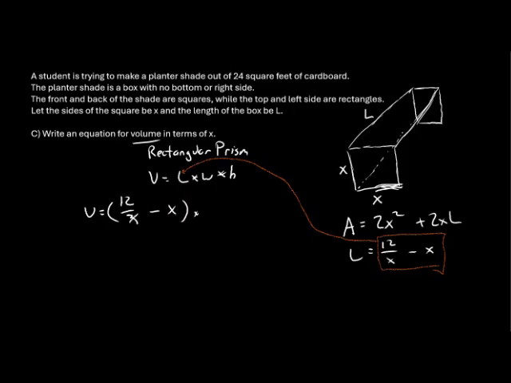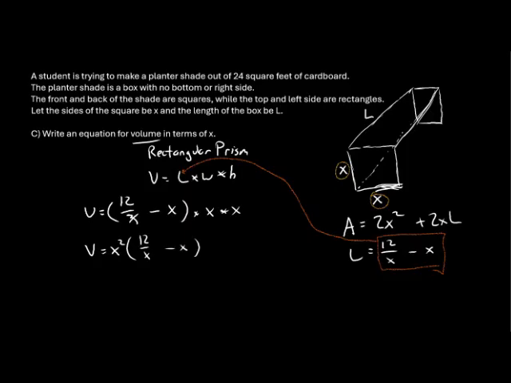We'll multiply this by the width of this shape. However, the width of this shape is x. And the height of this shape is also x. Therefore, we'll say the volume is 12 over x minus x times another x. We can simplify this by multiplying the two x's on the outside of the parentheses together, and we'll say volume is equal to x squared times 12 over x minus x.